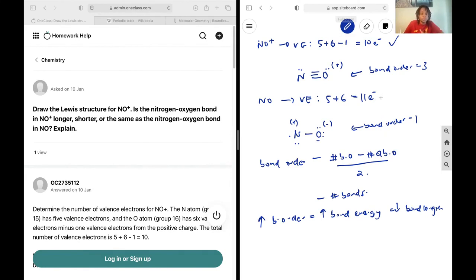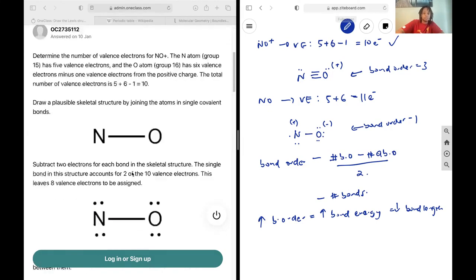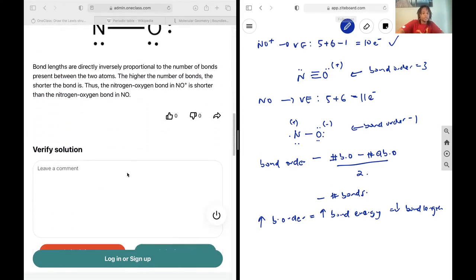And so the answer to the question of between NO+ and NO, which one has the shorter bond length, is going to be NO+. And that's your final answer. And it's explained by the concept of bond order.